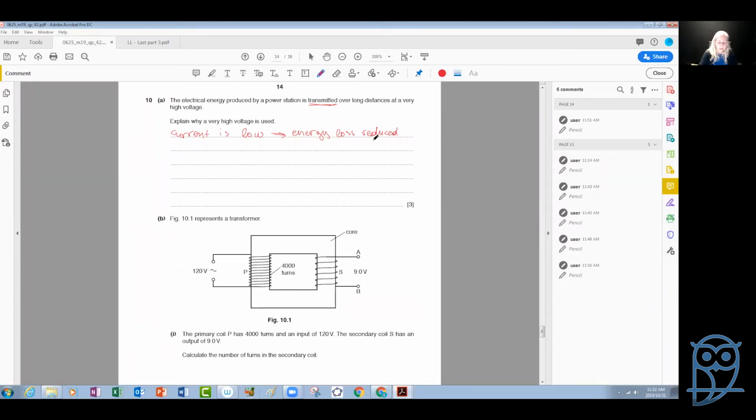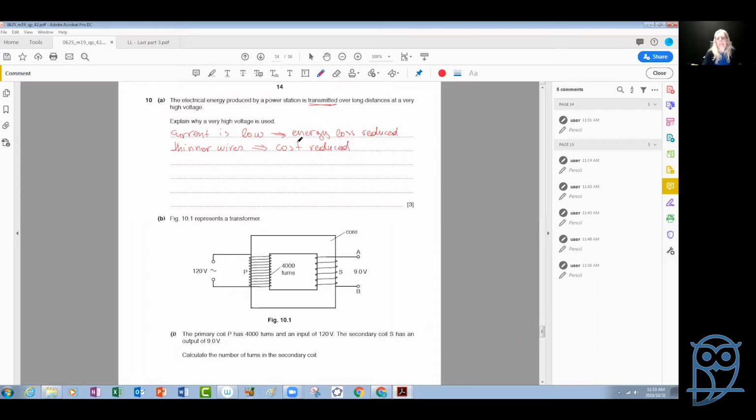So the energy loss from heating is reduced considerably, which means that with a low current we can also use thinner wires. They can have a higher resistance, but since the current is very low, energy is not lost. We can use thinner wires, which cost less, which means the cost is reduced.